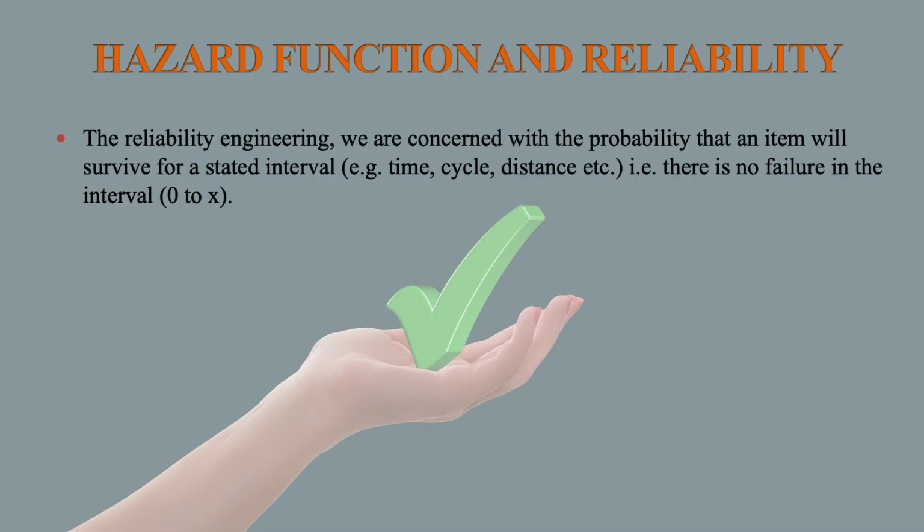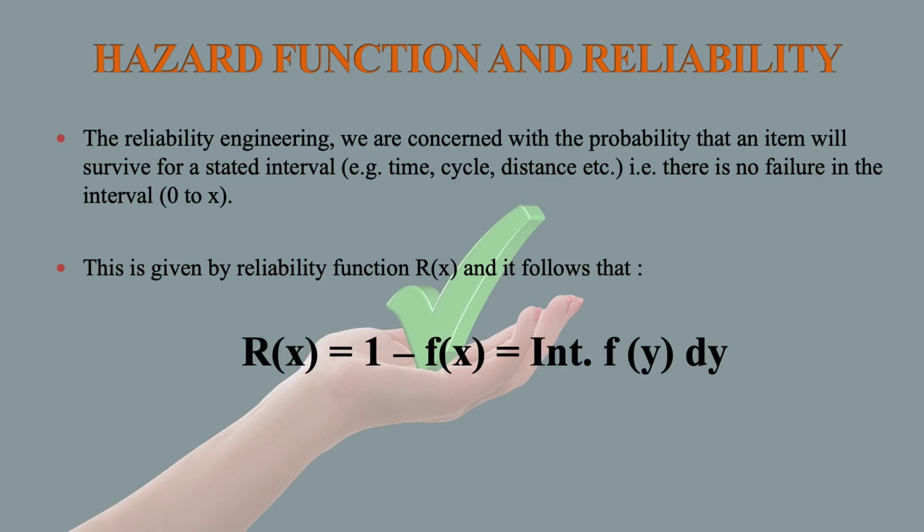In reliability engineering, we are concerned with the probability that an item will survive for a stated interval, for example time, cycle, distance, etc. That is, there is no failure in the interval 0 to x. This is given by the reliability function R(x), and it follows that R(x) is equal to 1 minus F(x), that is equal to the integral from x to infinity of f(y) dy. This is the formula for the reliability function.